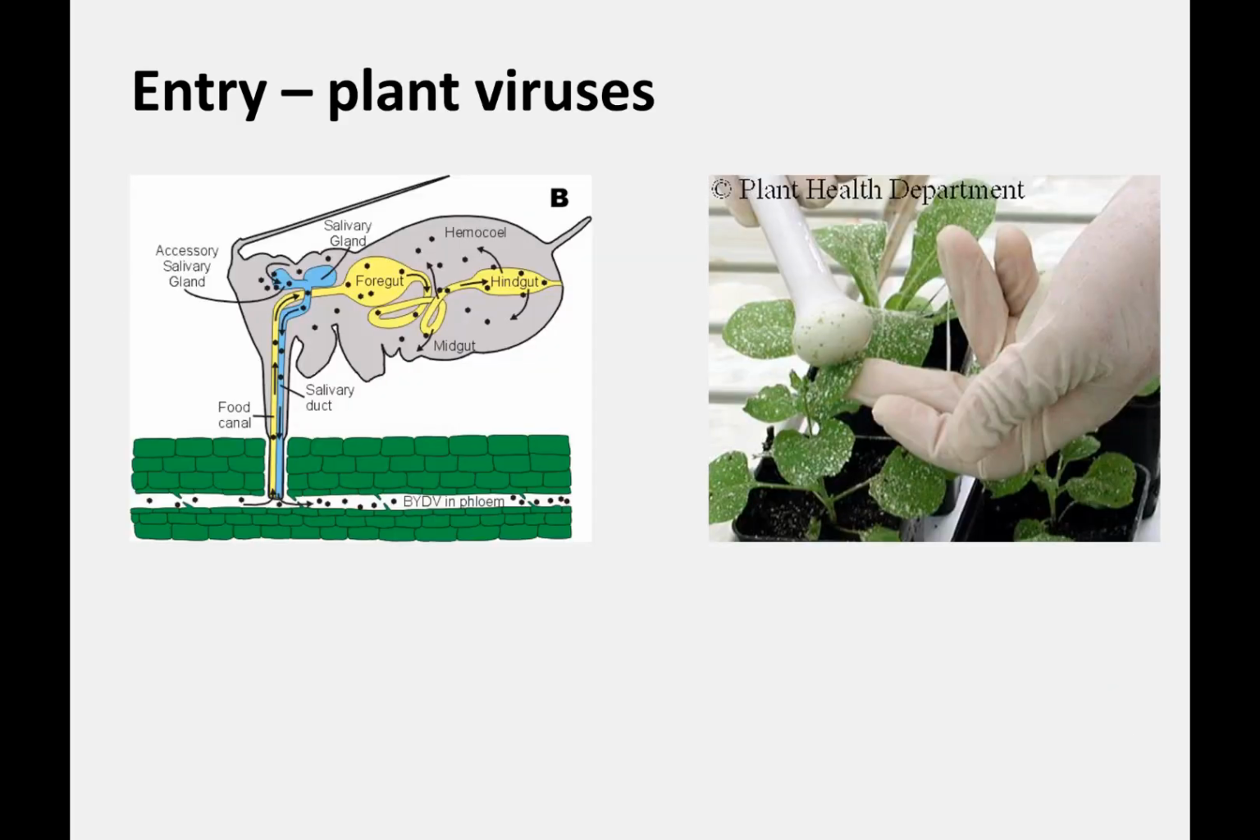The exception to this is plant viruses. So remember that plant cells have an outside cell wall. So they don't have receptors on the outside of the plant virus. So plant viruses actually enter through mechanical means, which means you basically have to break a hole in the cell wall.